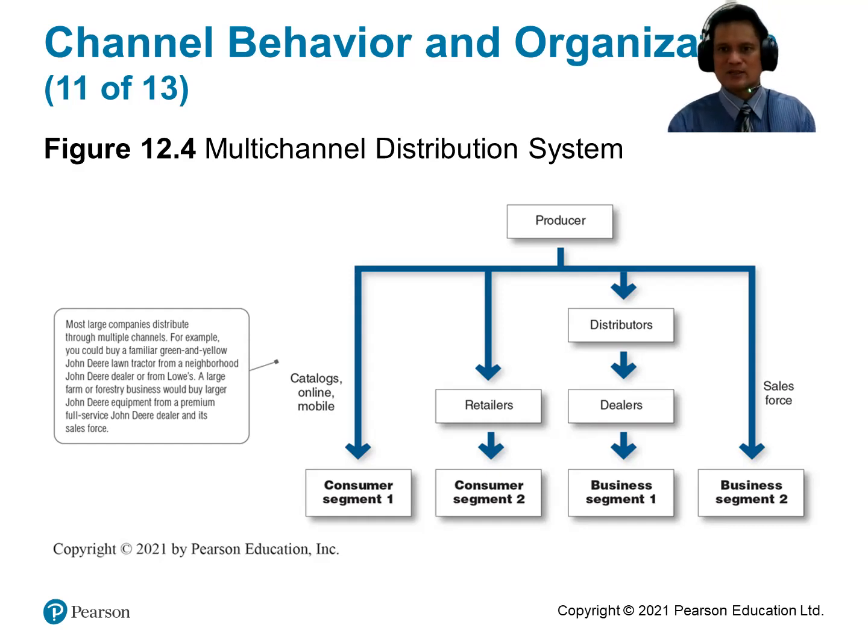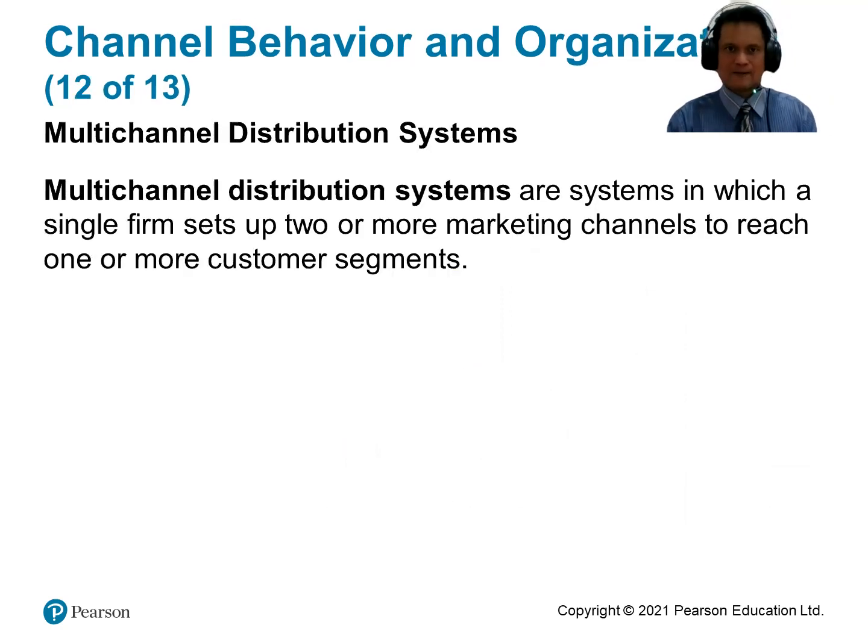And sometimes businesses use what they call sales force. So people go out to sell the product from the producer to the businesses. For consumers, you don't need those sales force. You can use maybe online catalogs, or paper catalogs or any other ways. So these are the multi-channel distribution systems that you can use in your strategy. A multi-channel distribution system is a system in which a single firm sets up two or more marketing channels to reach one or more customer segments. So you use more than one way of distribution.